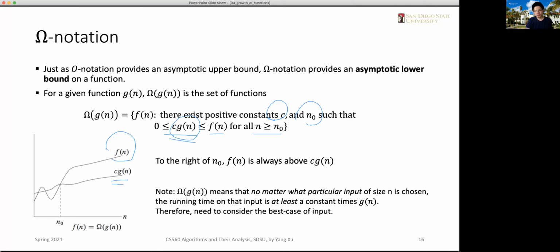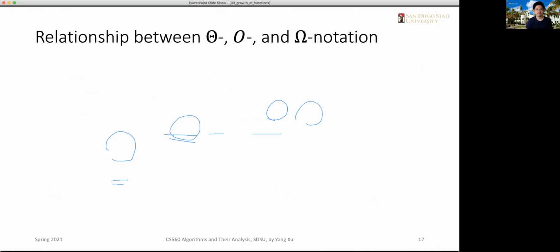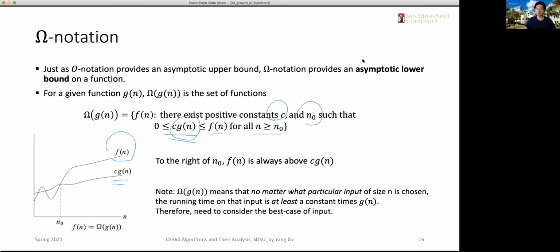So it means no matter what particular input size n is chosen, the running time on the input is at least a constant times g of n. When we want to find the lower bound of a function, we basically want to find the best case of the input. All right, that's big omega.